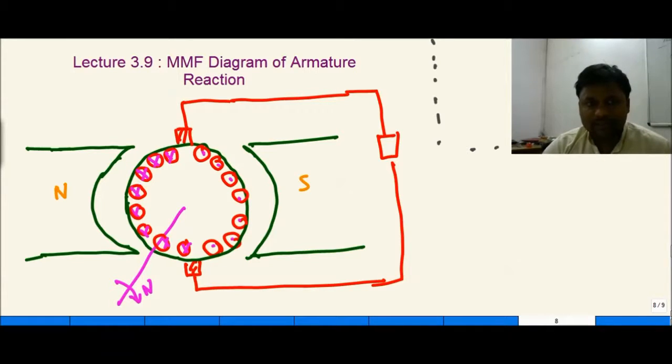Here now we are going to discuss lecture number 3.9. It is called the MMF diagram of the armature reaction. It is called the magnetomotive force diagram or the flux diagram. It is the armature reaction.